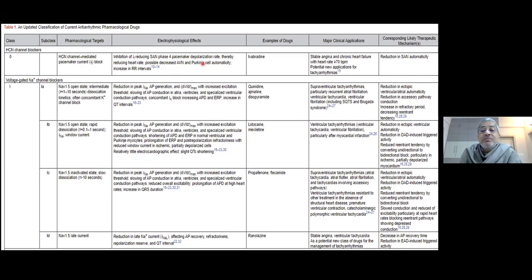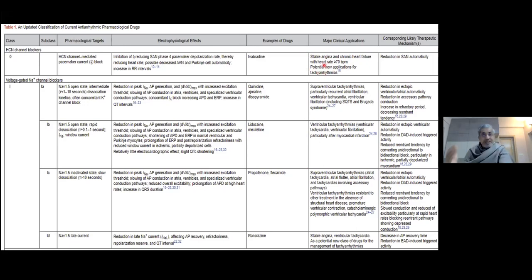And so they decrease the spontaneous activation of the SA node in phase 4 of pacemaker depolarization, reducing the heart rate. And they don't do anything, possibly decrease AV node and Purkinje fiber, but they are actually for the SA node. So if you wanted to decrease the SA node automaticity, if you wanted to decrease the heart rate, because the heart rate cannot be controlled, particularly in patients with angina and heart failure, the exercise heart rate has to be decreased.